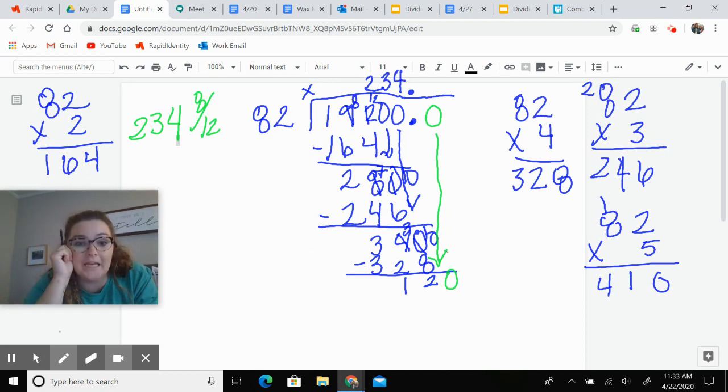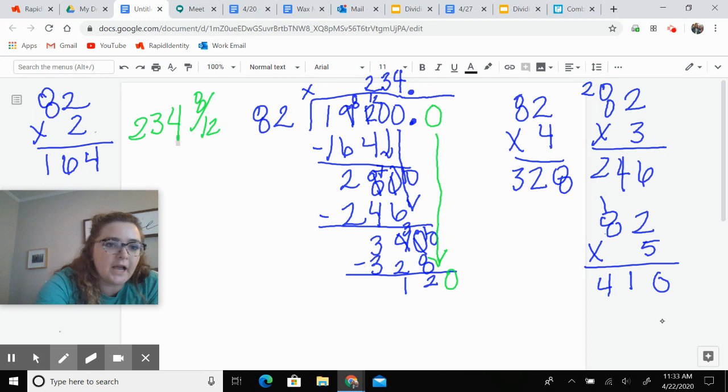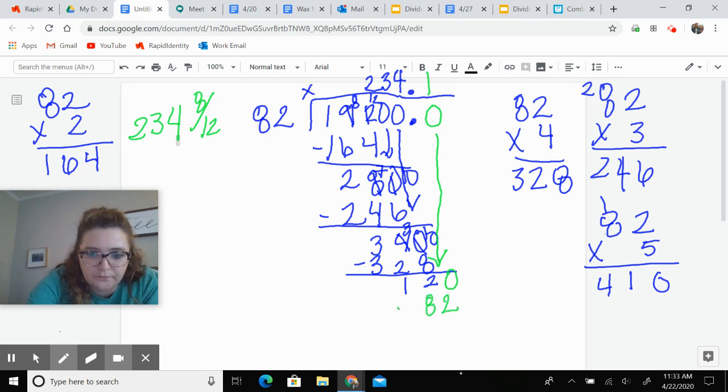How many times can 82 go into 120? Well, this is where my work off to the side has been really beneficial for me because if you see all this, I know that 82 times 2 is 164. Well, 120 is a lot less than 164, and so I know that it can only go into 120 once. 1 times 82 is just 82.